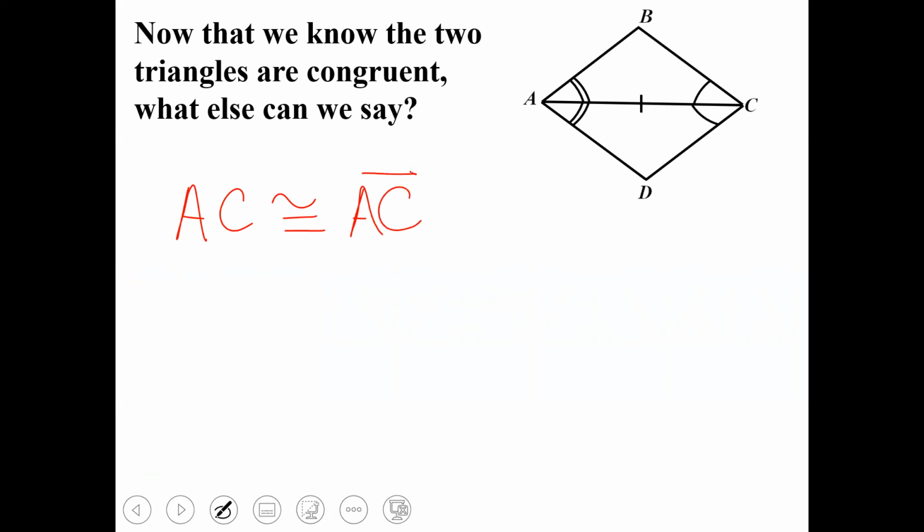Okay, side AC is congruent to side AC. Okay, how do you know that? What would be your reason? If we were writing the proof, how would we know AC is congruent to AC? What property? Y'all don't guess, go back and look at your notes from yesterday. You have all your reasons on there.